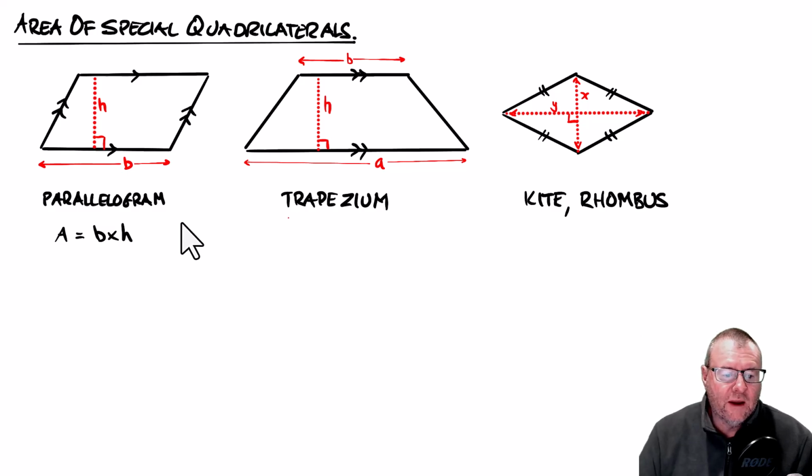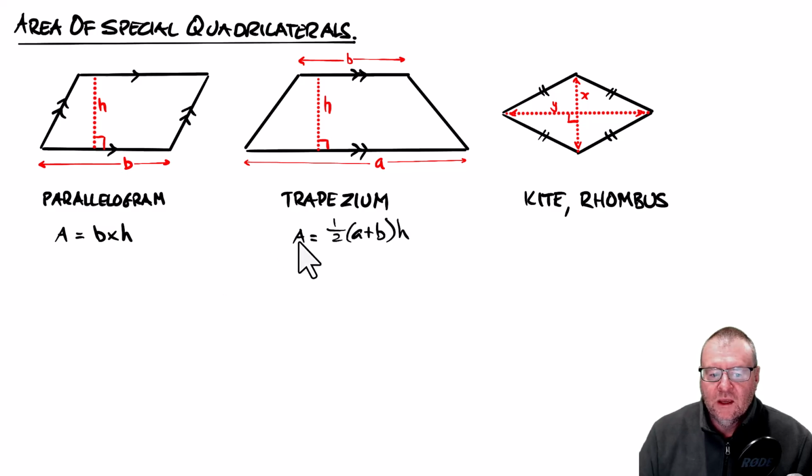The area of a parallelogram is simply the base times the height. The base is one of the parallel sides, and the height is the distance between them. So in this case, we've got a base, we've got a vertical height, simply multiply them together to get the area.